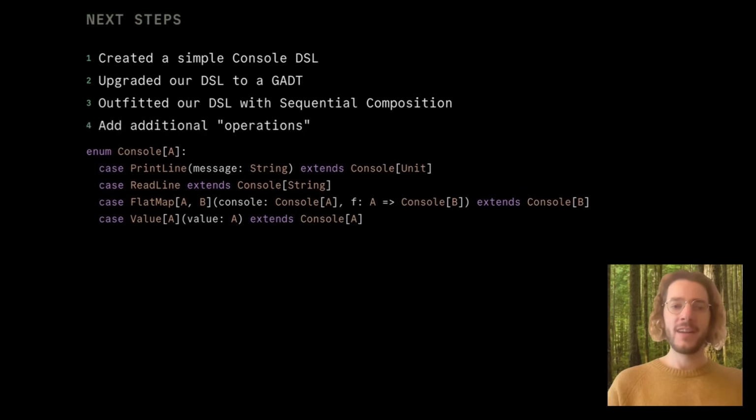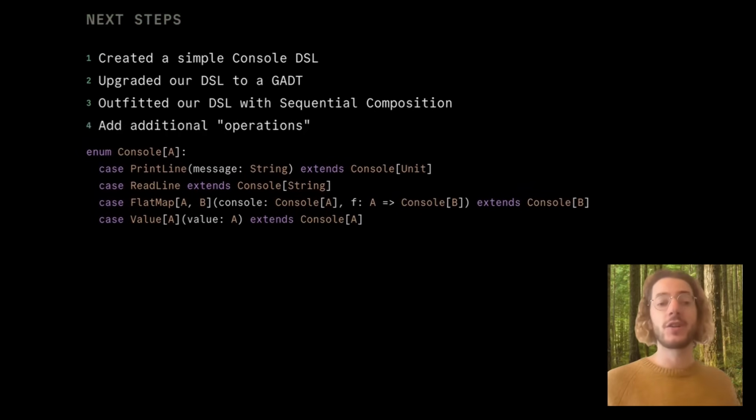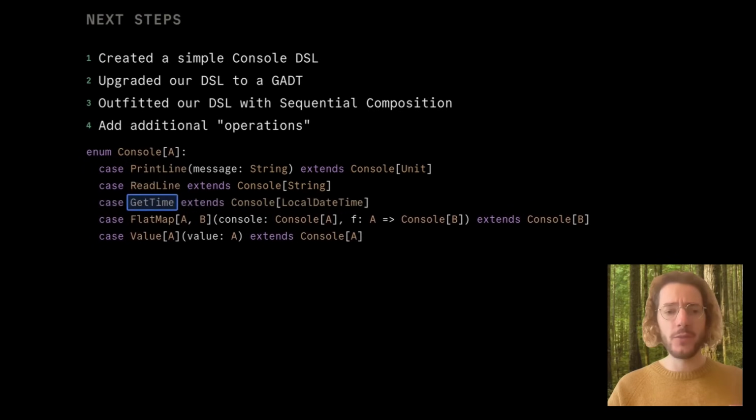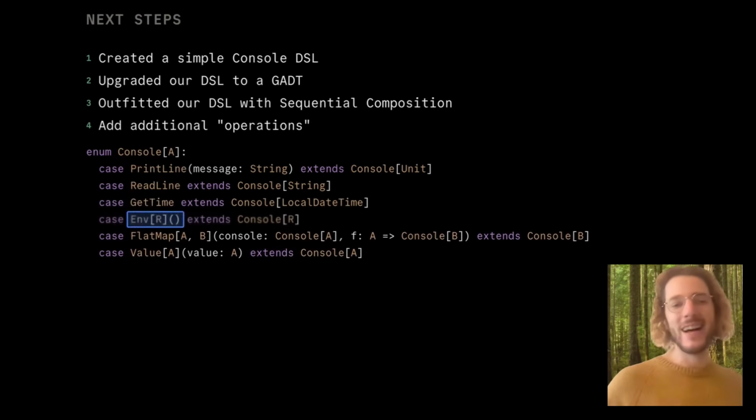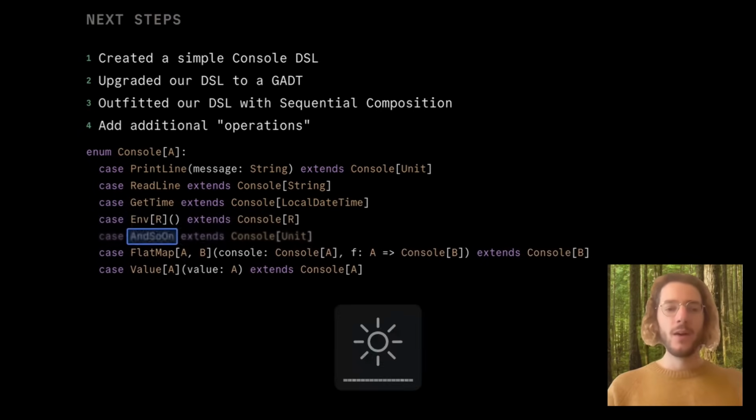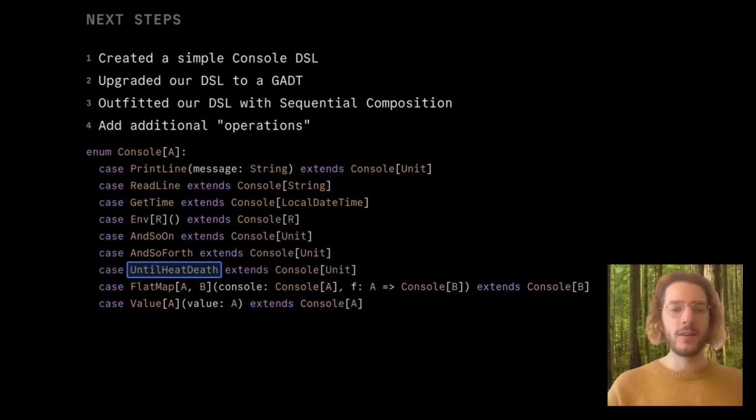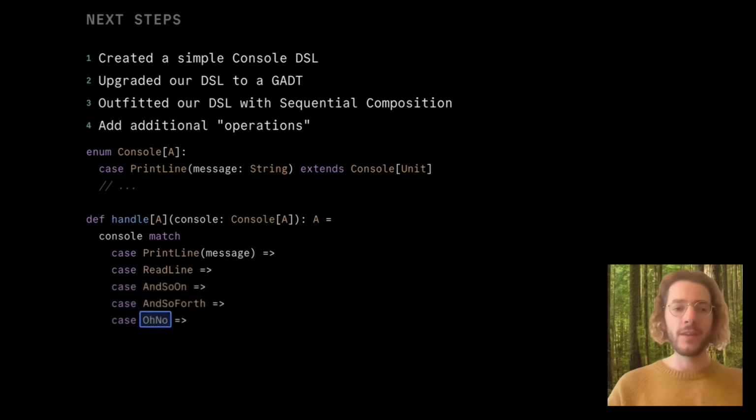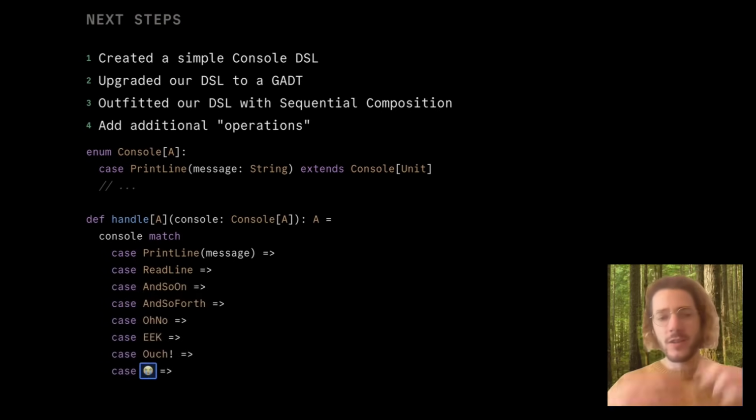So what do we want to do next? The next thing we want to do is to add potentially additional operations. Right now we just have print line and read line. But what if we wanted to add a method for getting the time that might return a local date time, or like that environment method that we looked at previously in ZIO, or so on and so forth until the heat death of the universe? Well, currently we would have to add a whole bunch of cases and then also handle a whole bunch of cases, which isn't the end of the world.